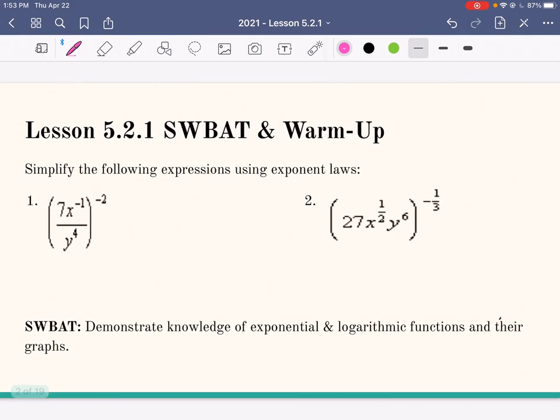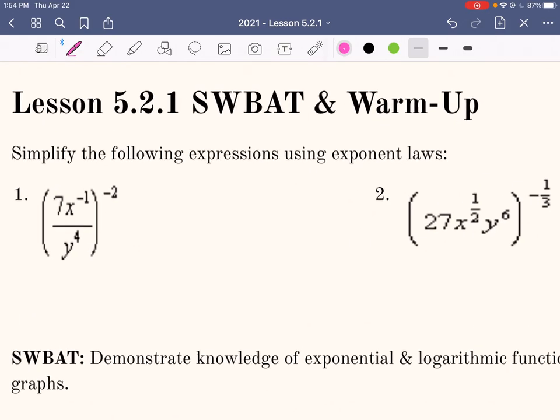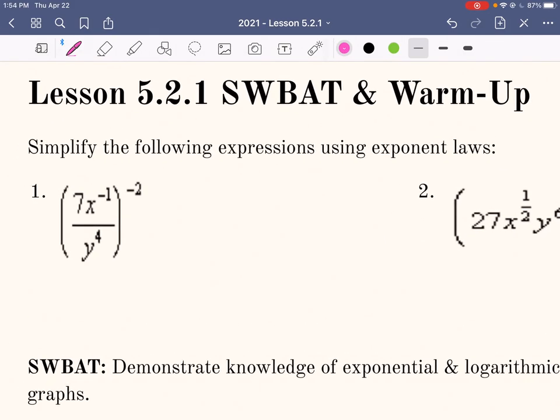Alright, so go ahead, pause the video, try the warm-up on your own. This is a slight review of exponent rules, and then I want you to unpause it and double check to make sure you're doing it correctly. So obviously, as we're about to graph exponential functions, these are going to come up quite a bit, even just as we plug in values to the function. So it's really important that you guys remember exponent rules.